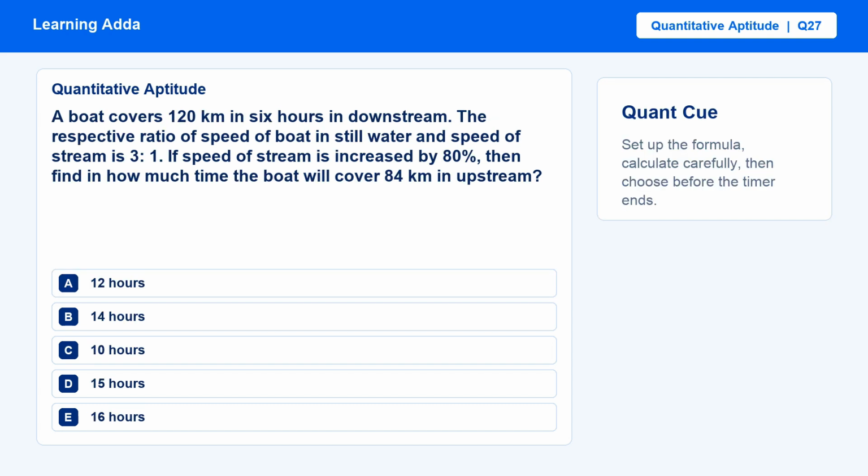Question 27. A boat covers 120 kilometers in 6 hours downstream. The respective ratio of speed of boat in still water and speed of stream is 3:1. If the speed of stream is increased by 80%, then find in how much time the boat will cover 84 kilometers upstream. Option A, 12 hours. Option B, 14 hours. Option C, 10 hours. Option D, 15 hours. Option E, 16 hours. The timer starts now.